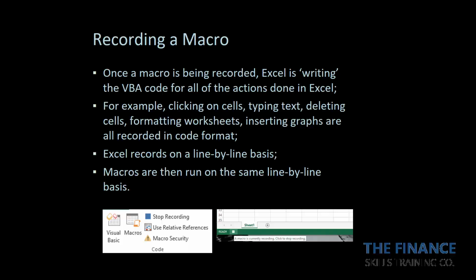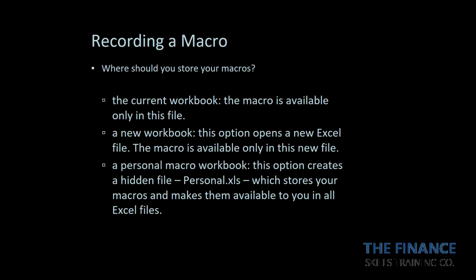So for example, clicking on cells, typing text, deleting cells, formatting worksheets, inserting graphs are all recorded in the code format, and when you run the macro, it will attempt to do those things again. Excel records on a line-by-line basis, so everything that you do, Excel records a line of code for. And macros are then run on the very same line-by-line basis.